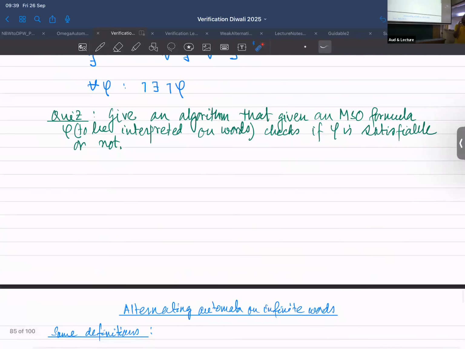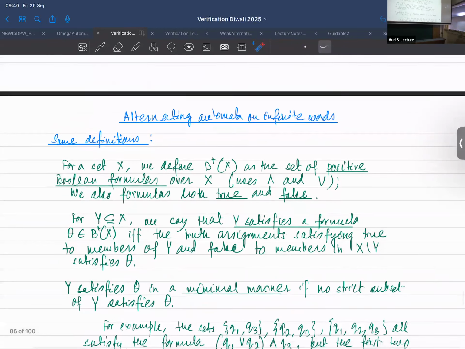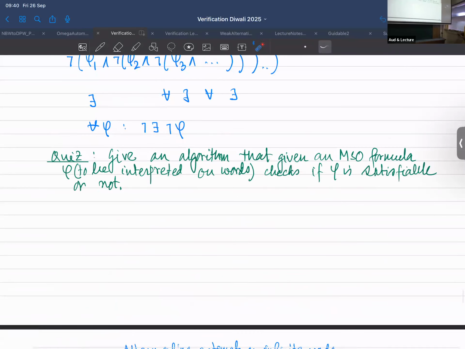Now, suppose I ask you to give an algorithm that, given an MSO formula phi to be interpreted over words, checks if phi is satisfiable or not. How would you do this? We can convert it to an automaton and check if the language accepted by the automaton is non-empty. If it is non-empty, then phi is satisfiable. If it is empty, then it's not satisfiable. Okay, good. Was it clear, Vishal?